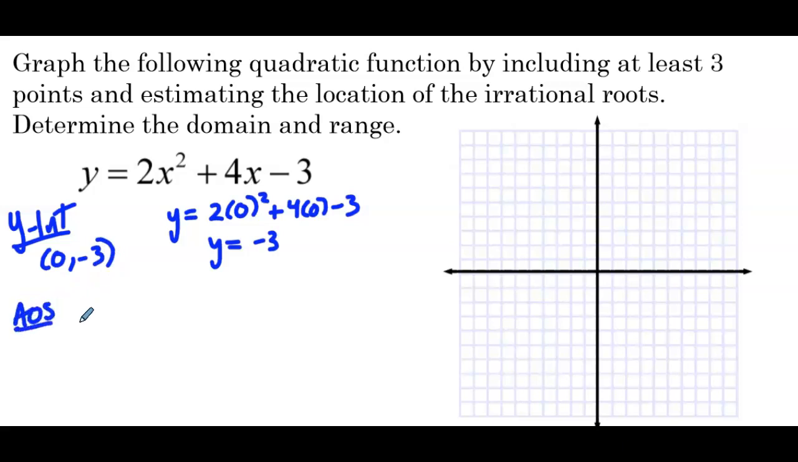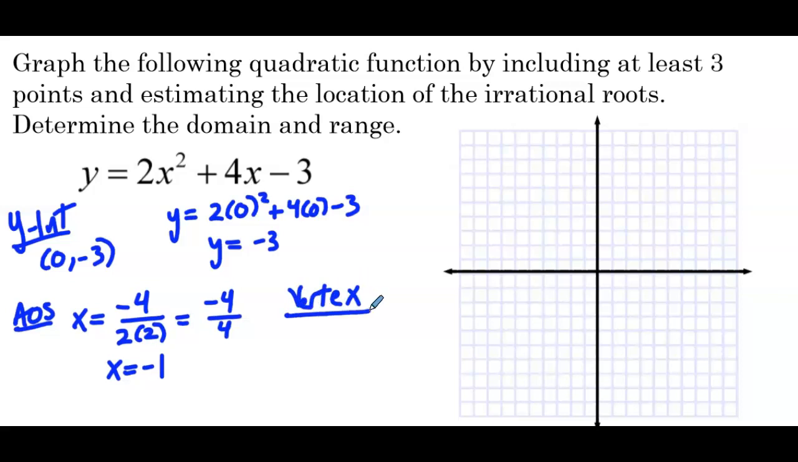Find the axis of symmetry next. So x equals negative b, so that's negative 4 over 2a, which is 2 times 2. So that's negative 4 over 4. So we have x equals negative 1.